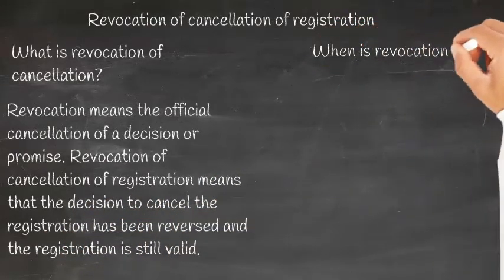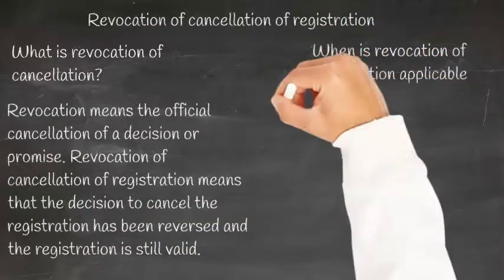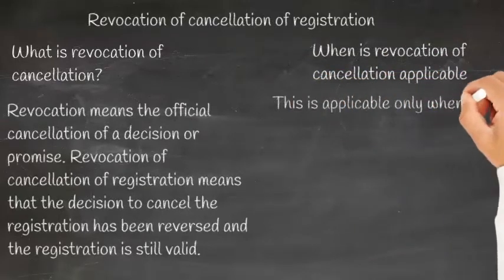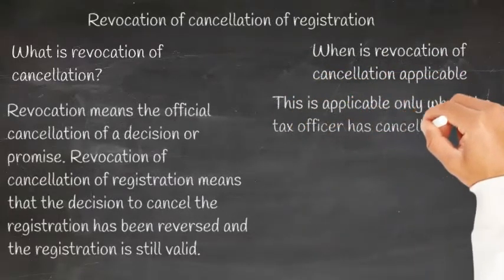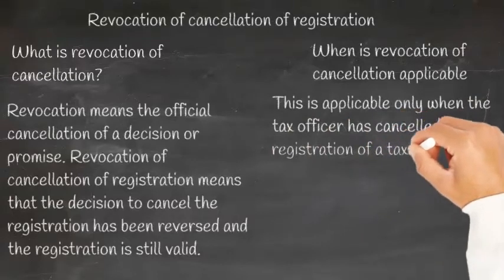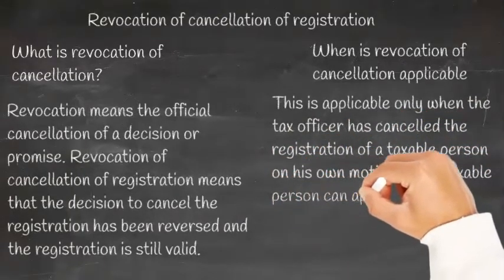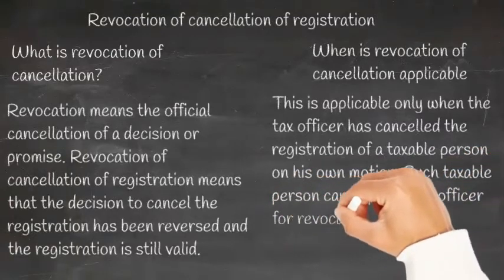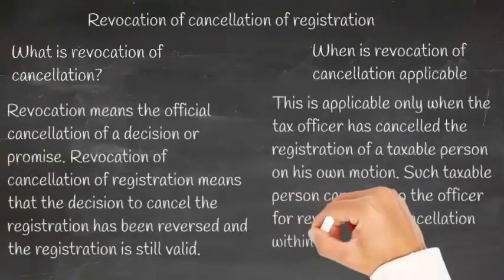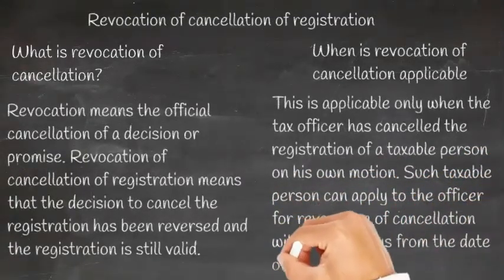Let's understand, when is revocation of cancellation applicable? This is applicable only when the tax officer has cancelled the registration of the taxable person on his own motion. Such taxable person can apply to the officer for revocation of cancellation within 30 days from the date of the cancellation order.